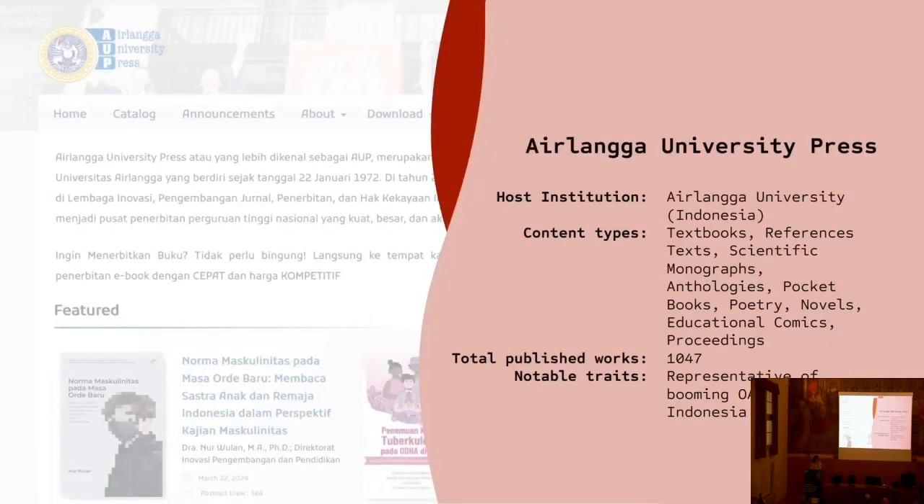So I'm going to quickly show a couple of the very prolific users of OMP to give you a sense of what I'm talking about here when I say lots of different kinds of content. Erlangen University Press is in Indonesia. They have over 1,000 publications on their OMP site, and you can see here that includes textbooks, reference texts, scientific monographs, anthologies, pocketbooks, poetry, novels, comics, and proceedings. And it's a really, really cool project that they have going, where they're encouraging and supporting a really diverse range of publishing from their institution.